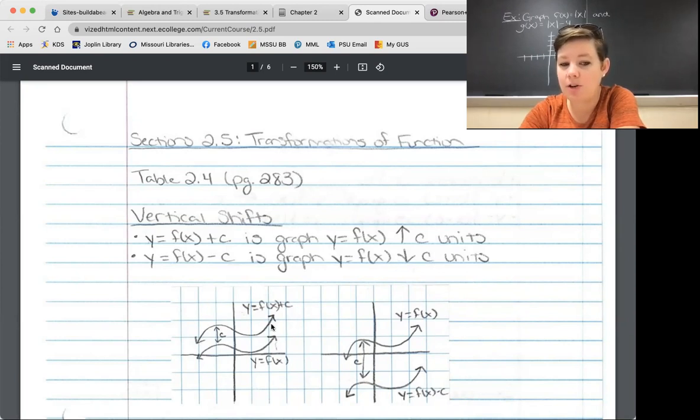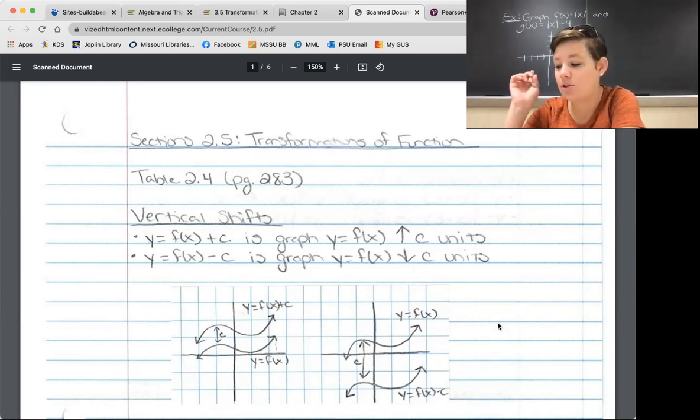And I give you a very generalized example right there in the notes, where it shows you that the basic function starts right there close to the x-axis, and then we moved up c units if it was plus c, or we moved down c units if it was a minus c.